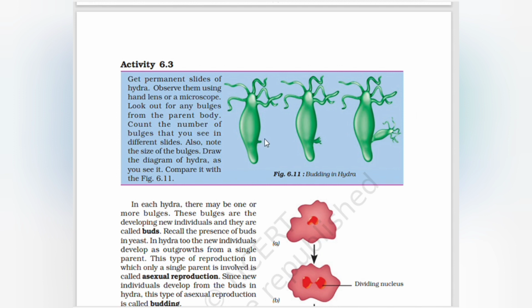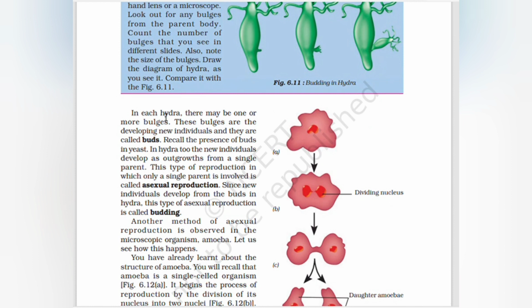Budding in hydra. See here, in each hydra there may be one or more bulges. These bulges are the developing new individuals and they are called buds. Recall the presence of buds in yeast. In hydra, the new individuals develop as outgrowths from a single parent. This type of reproduction, in which only a single parent is involved, is called asexual reproduction. Since new individuals develop from the buds in hydra, this type of asexual reproduction is called budding.